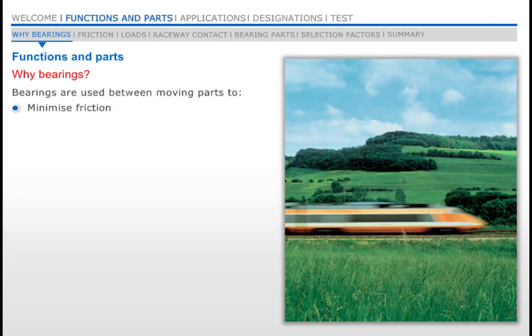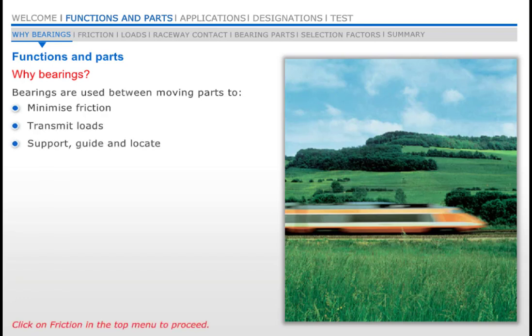Bearings are an essential component of almost all machinery. They transmit loads between, support, guide, and locate machine elements that are required to move relative to each other with a minimum of friction. For example, a rotating or oscillating shaft, pivot, or wheel.